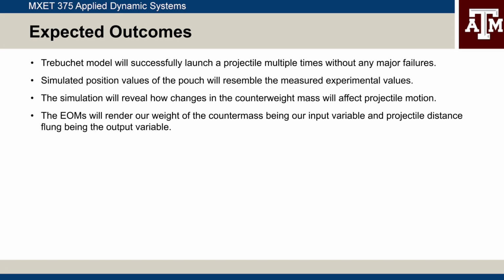Just as discussed before, the model will use the weight of the counter mass as our input variable and the projectile distance being flung as the output variable. This will allow us to determine multiple parameters and constants that are attributed to the functioning of the prototype itself, which will then be rendered in Simulink by using multiple tests to extrapolate what these parameters are.